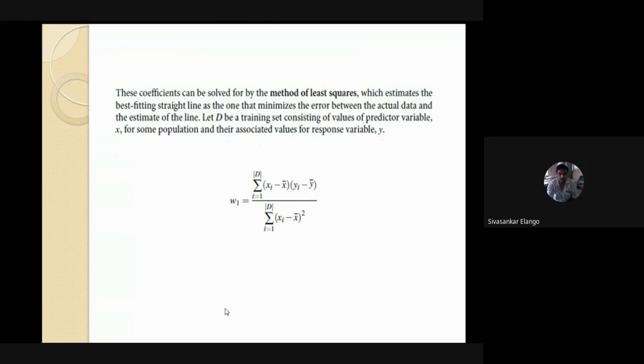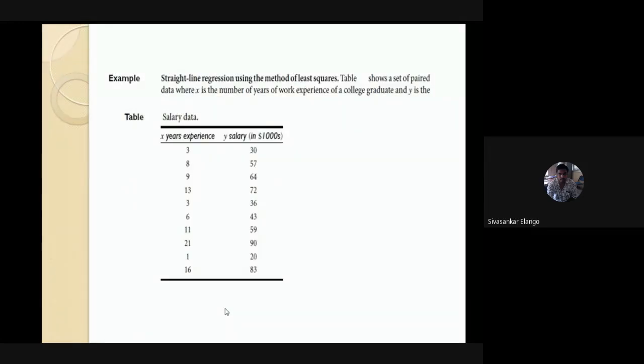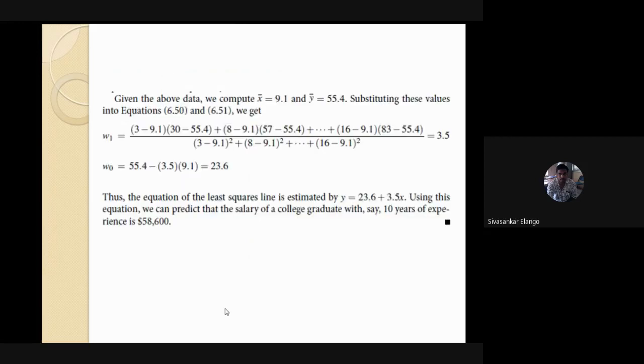Again, the last problem: we have a person's years of experience. x is a variable that denotes the years of experience of an employee, and salary y denotes the salary in $1,000. A person with 3 years of experience draws a salary of $30,000, and a person with 8 years of experience has a salary of around $57,000. We are expected to predict the salary for a person with 10 years of experience. So you know how to compute x bar and y bar, right?